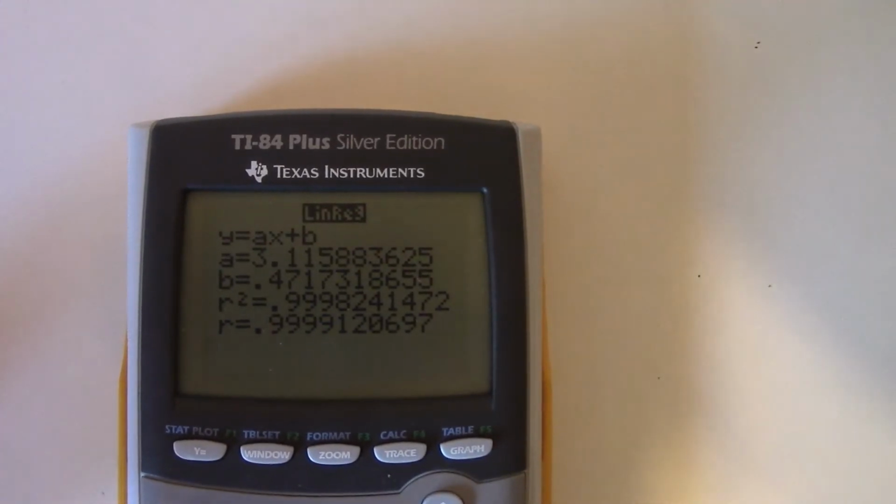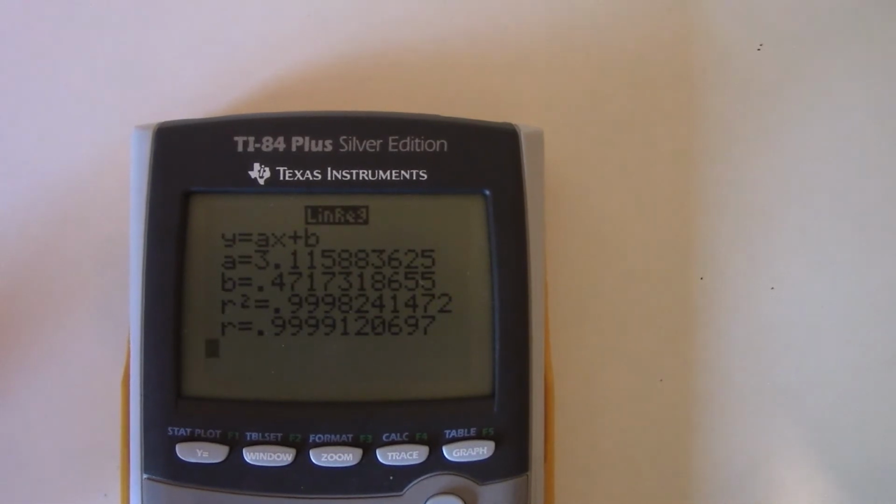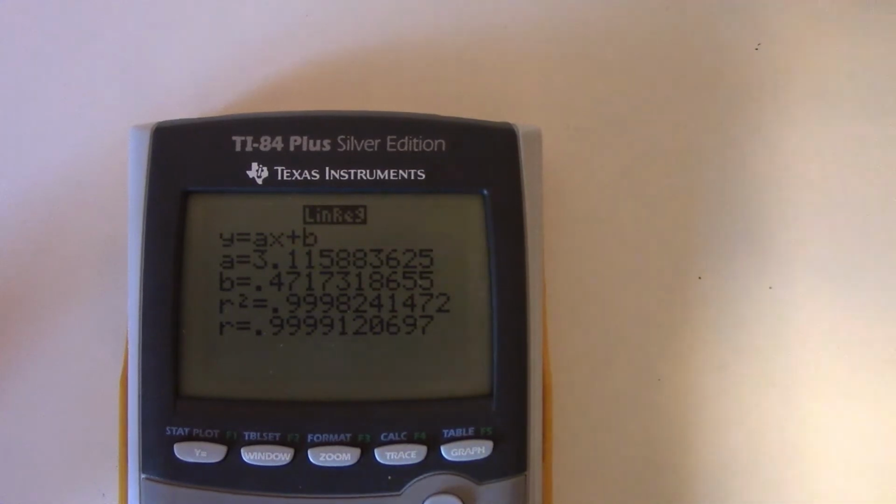When I entered my data into the calculator and looked for the linear regression, this is what I got. A, the coefficient in front of the x term, is 3.115, or I'll just round it off to 3.12. B is 0.47, and I get my R, or correlation coefficient, to be 0.9999. So it's a very, very strong correlation. But what does it mean?